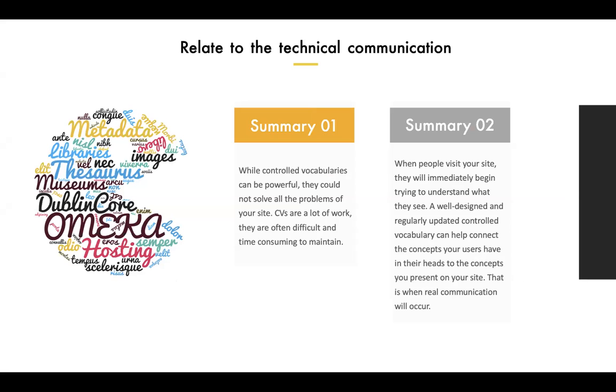Second, when people visit your site, they will immediately begin trying to understand what they see. A well-designed and regularly updated controlled vocabulary can help connect the concepts your users have in their heads to the concepts you present on your site. That is when real communication will occur.